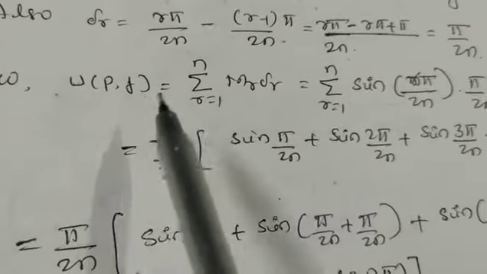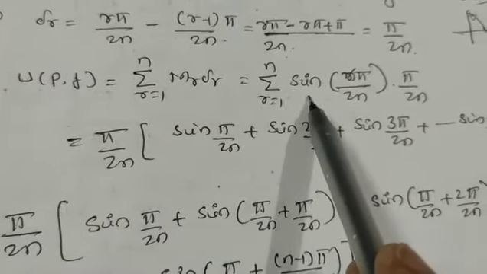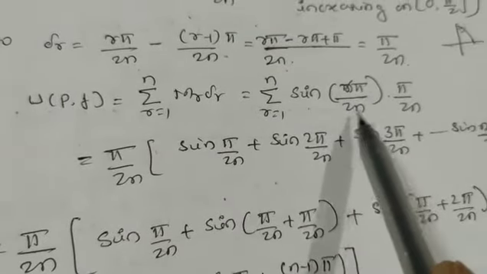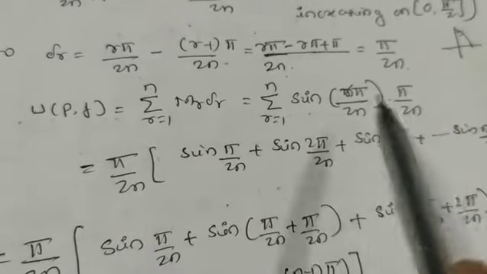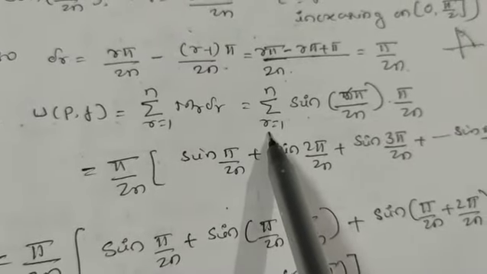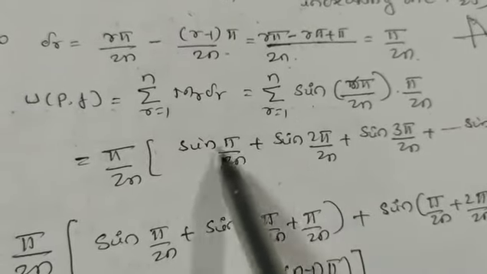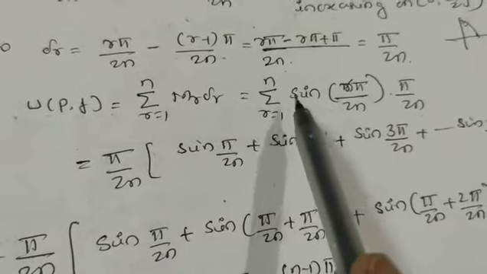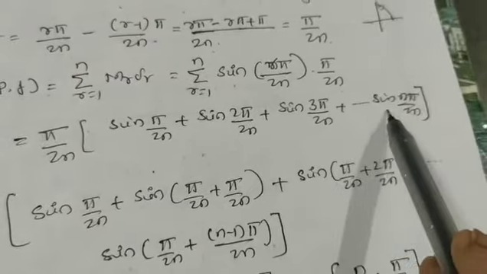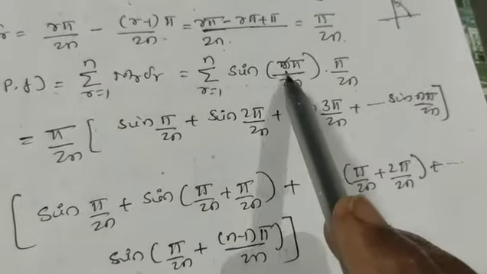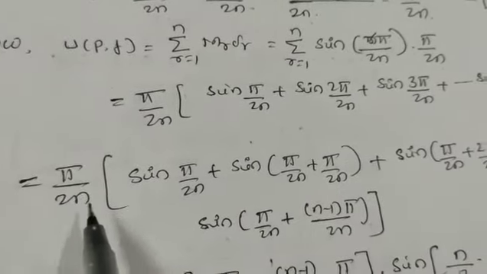Now U(P, f) equals sigma r equals 1 to n of M_r delta r. It equals sigma r equals 1 to n of sin, where capital M_r is sin of r pi by 2n, into delta r, which is pi by 2n. So let us take pi by 2n outside, because this sigma is only over r. Open this sigma: put r equals 1 first, sin pi by 2n, then r equals 2, sin 2 pi by 2n, sin 3 pi by 2n, etc., up to sin n pi by 2n. You just open this sigma, put r equals 1, 2, 3, etc. up to n. So it is pi by 2n times the sum.